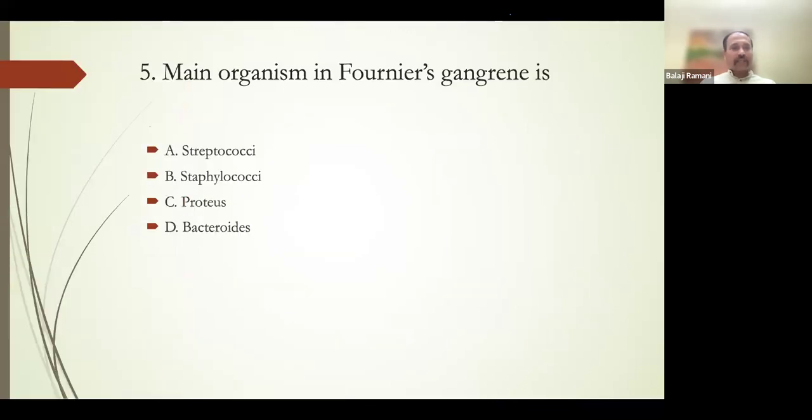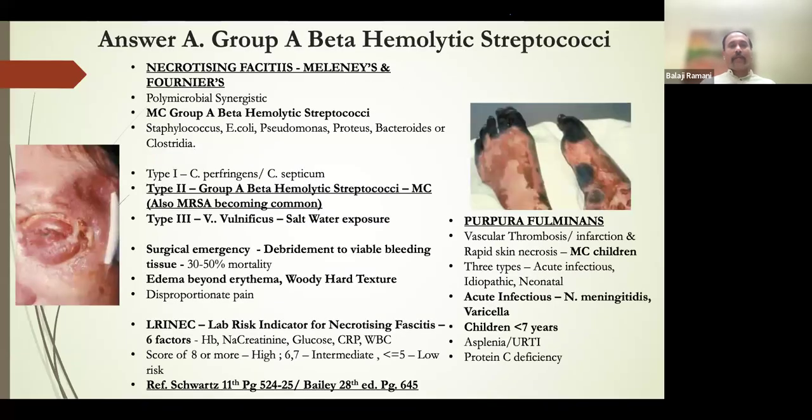Now, Fournier's gangrene has come multiple times. Which is the most common organism? Is it staph, streptococcus, proteus, or bacteroides? The answer is group A beta hemolytic streptococci. But it is actually a polymicrobial infection.